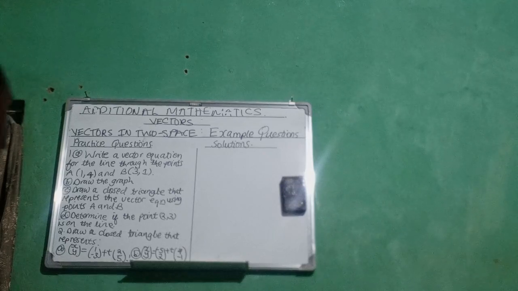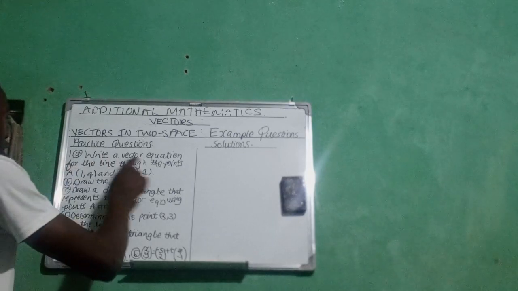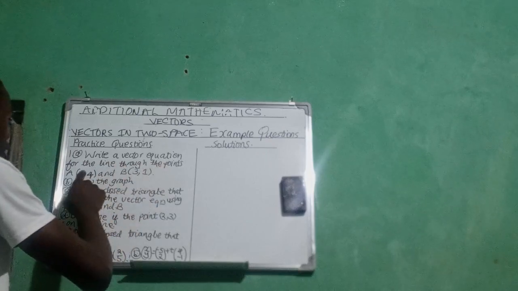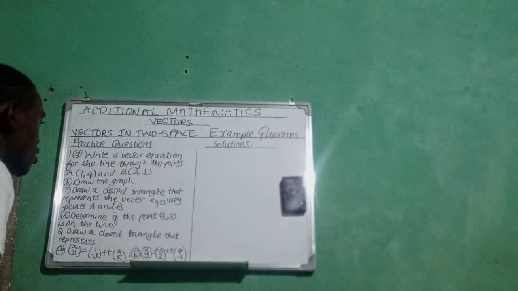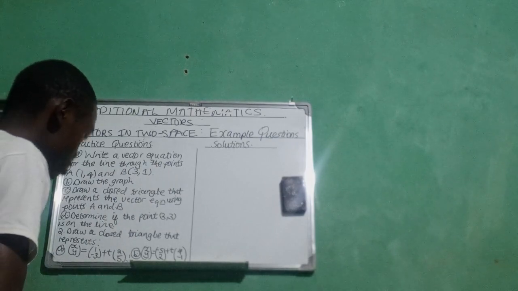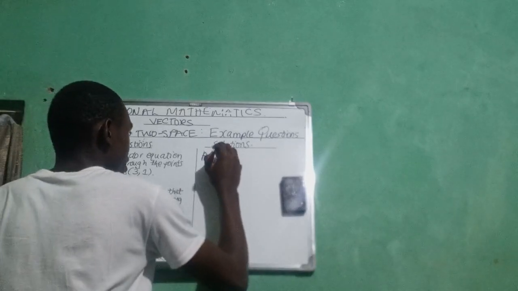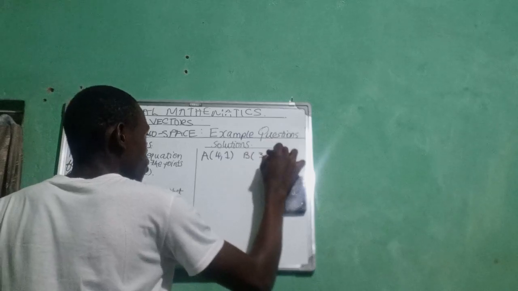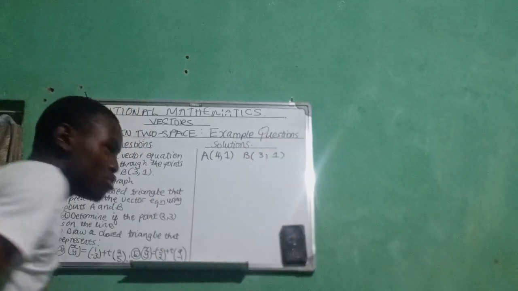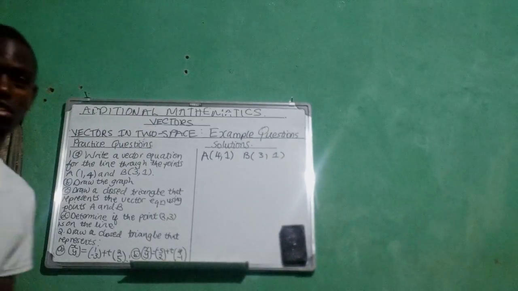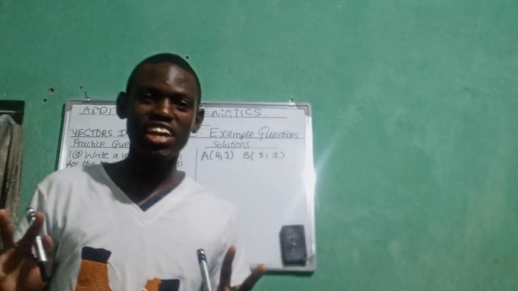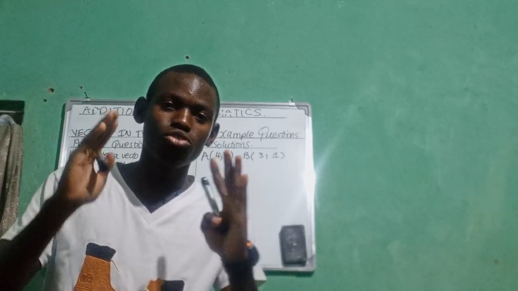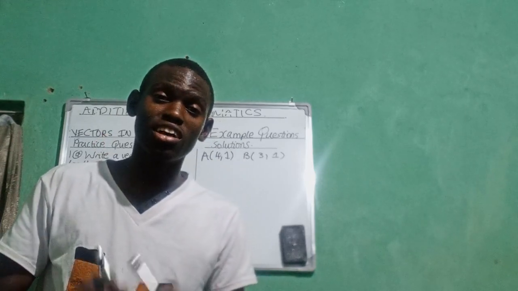Alright. So the question reads, question A, write a vector equation for the line through the points A(4, 1) and B(3, 1). So we have point A as (4, 1), and point B as (3, 1). Now you want to use coordinates to come up with a vector equation. There's something that we need to know. We need to find a direction vector. That's the first thing that should be coming to your head. When you're finding a direction vector, you need to follow the formula for finding gradient.